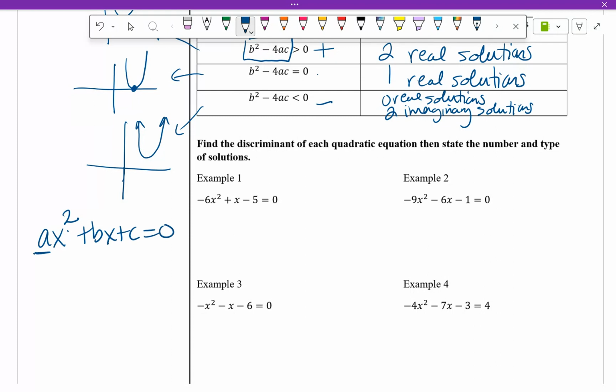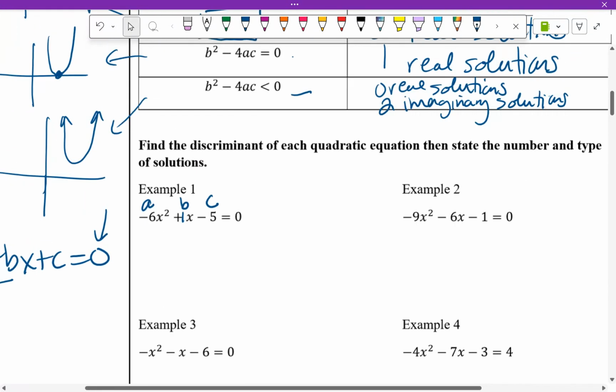So the coefficient in front of the x squared is always what they consider your a value. The coefficient in front of the x is your b value, and your constant is your c value. Okay. Notice it has to be equal to 0. If it's not equal to 0, I need to fix it and make it equal to 0. All right. So looking at example 1, my a is -6. My b, what's in front of the x technically? 1. My b is 1, and my c is -5. It's equal to 0, so I don't need to worry about it not being equal to 0.